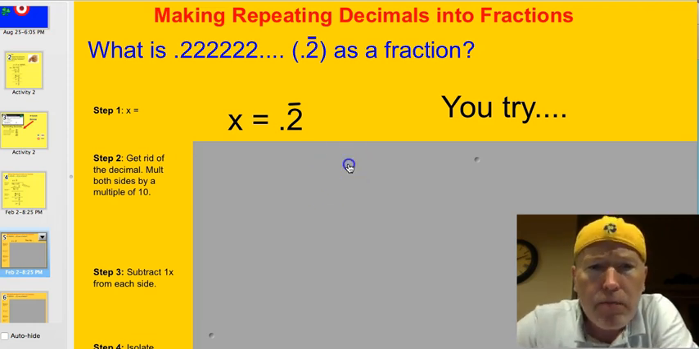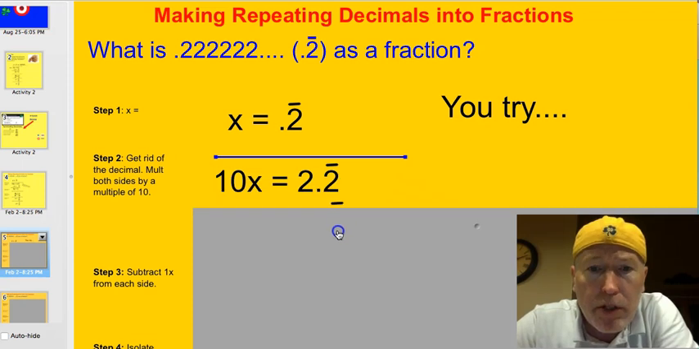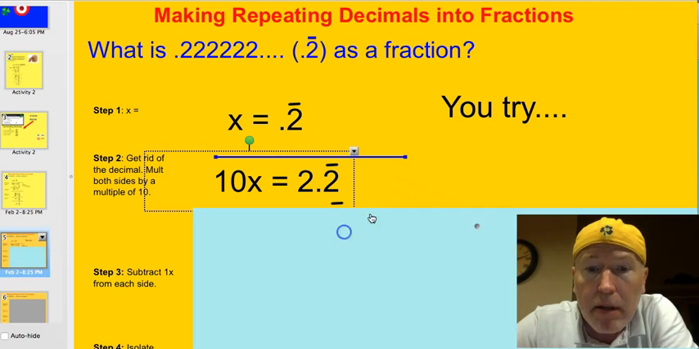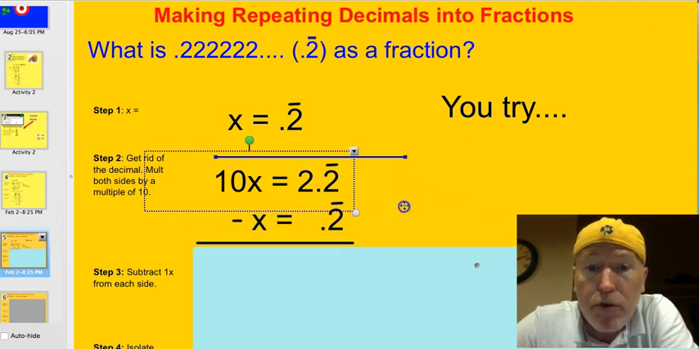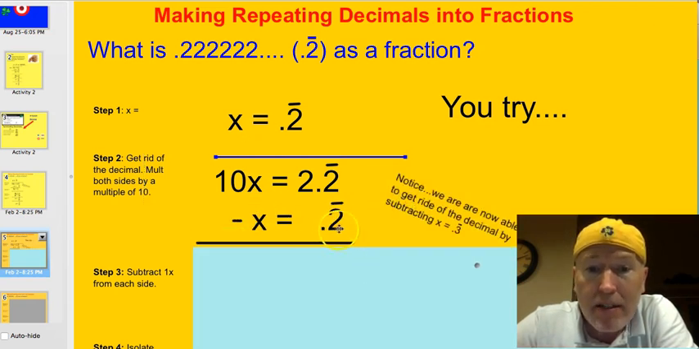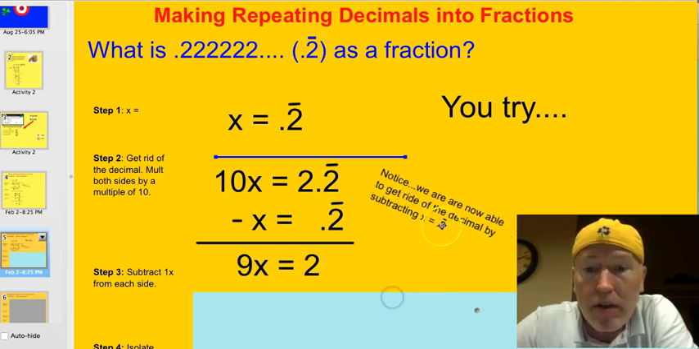All right, let's move on here. Did you multiply both sides by 10? Just move that decimal one spot, okay? Did you subtract 1x? You'll notice that now when we do that, this is supposed to say 0.2, but when you do that, we end up getting 2 all by itself. All right?